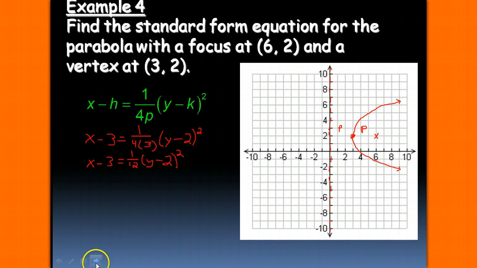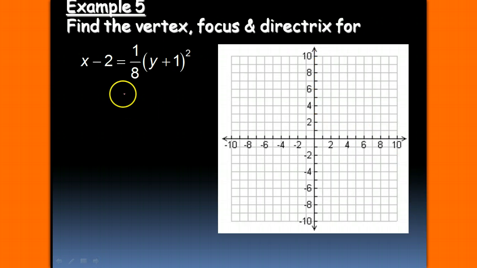Alright, so now we're going to move on to example 5. We're going to find the vertex, focus, and directrix for an equation. Instead of the other way around where it gives us 2 points or a point and the directrix, we're going to be given the standard form equation right here, and we're going to have to find our pieces.